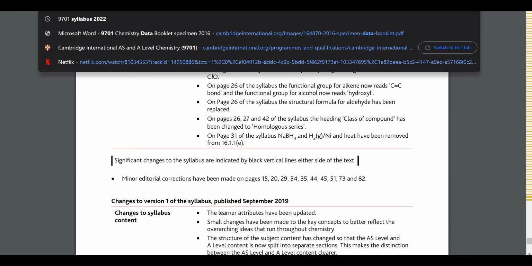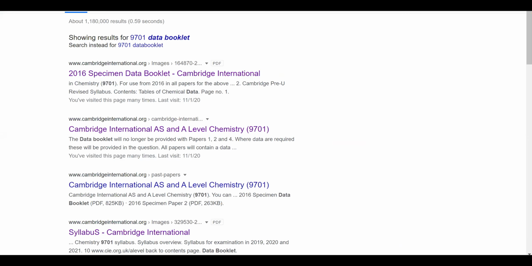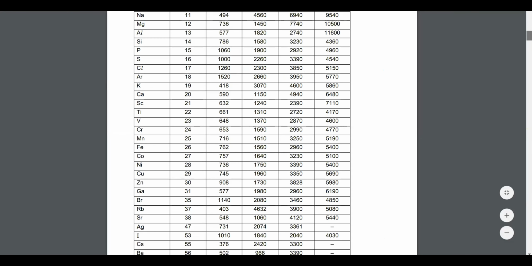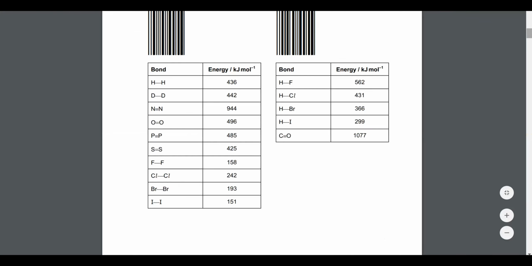Just let me quickly open the data booklet. It has two pages on which you have all these bond energies. We can have a look at them. Okay, so it's probably in the beginning over here.